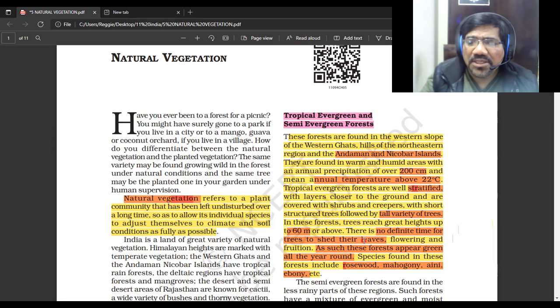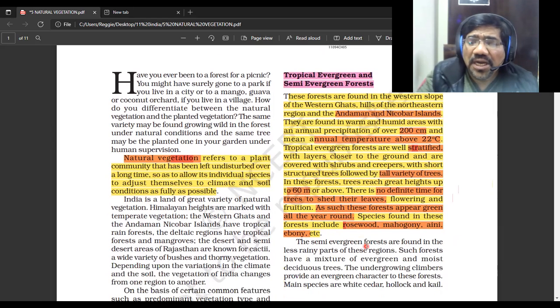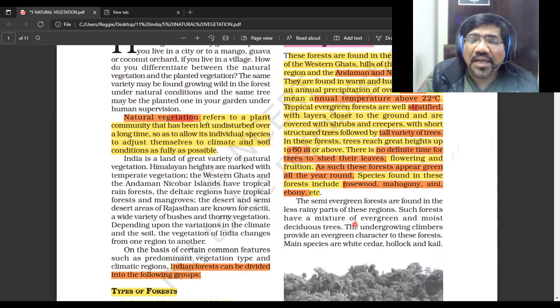So whenever you look at the forest, it appears to be green. And the important trees of this are rosewood, mahogany, ebony, and iron. So you can remember them by the word REM.